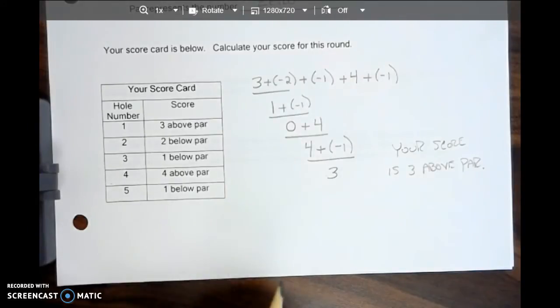Okay, and so now I'm going to have you work with some partners and answer the temperature questions, and then the rest of the golf questions, and fill in your answers on the Google form.